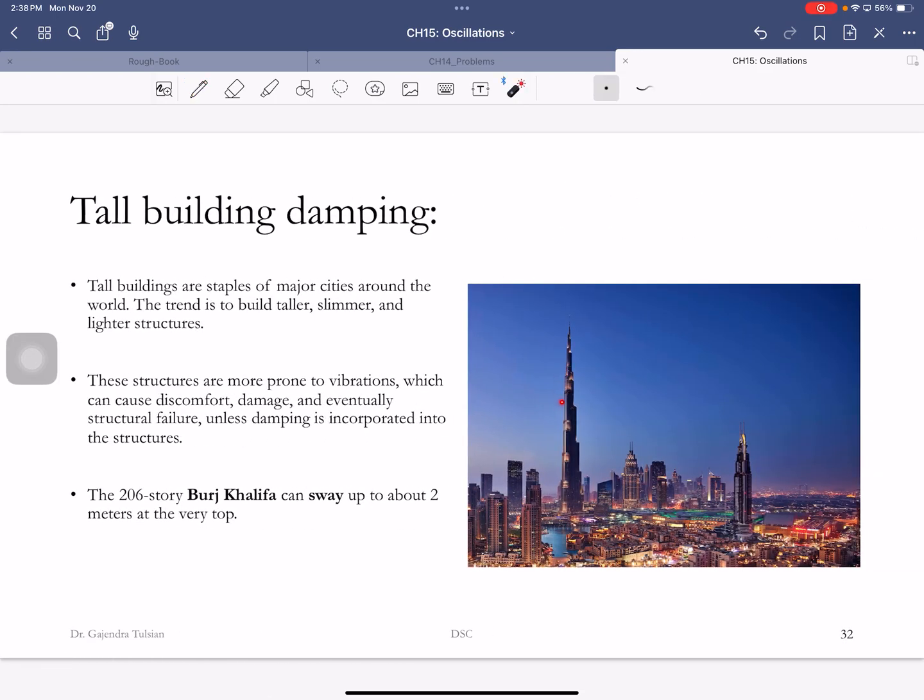Nowadays we build many tall buildings. This is Burj Khalifa right now, the tallest building. And the top sways about 2 meters. 2 meters is that much, the height of an NBA player. So you don't want this thing falling off.